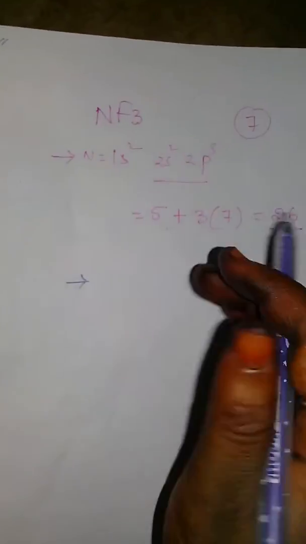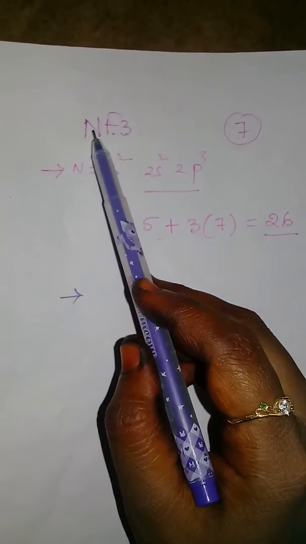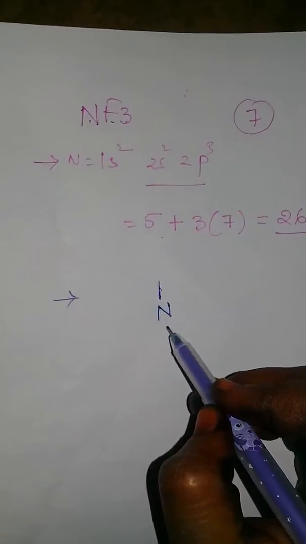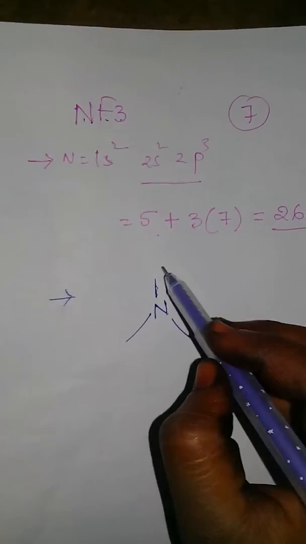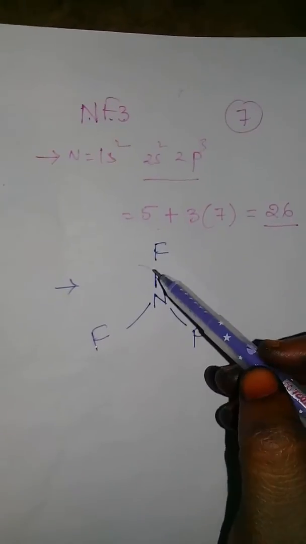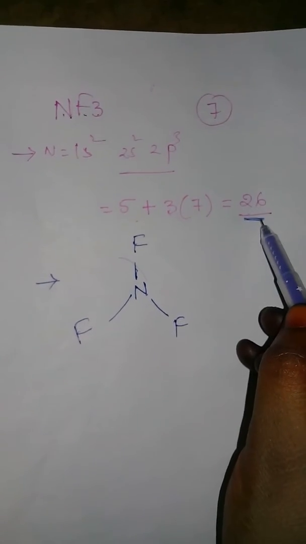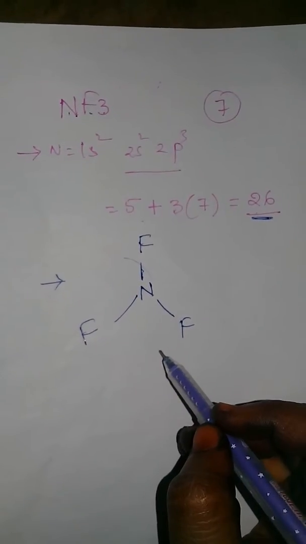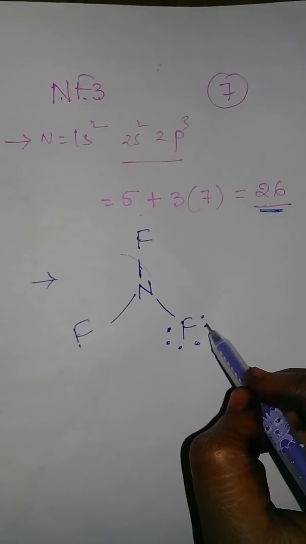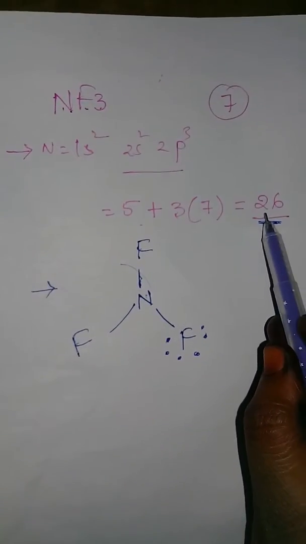And then the second rule: take the least electronegative atom as the central atom. Compared to fluorine, nitrogen is less electronegative and fluorine is highly electronegative. So nitrogen is taken as the central atom and the remaining atoms are surrounded around the nitrogen atom. This is the next rule. How many valence electrons do we have? 26 valence electrons. Based on the above rules, first we complete the octet for the outermost atoms, and then for the central atom.